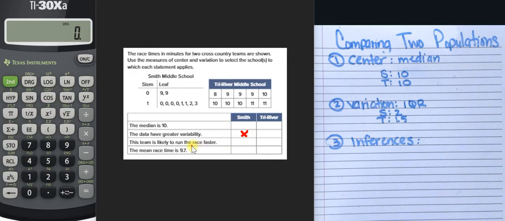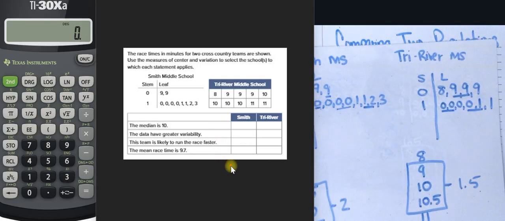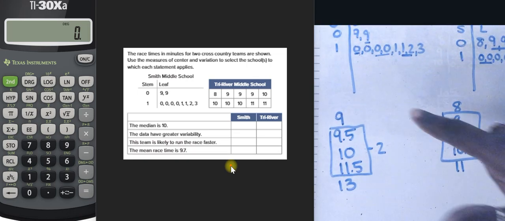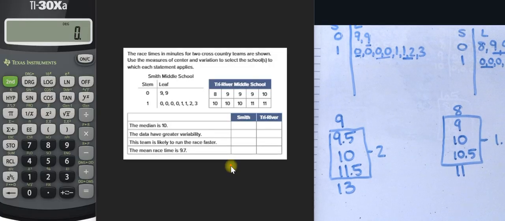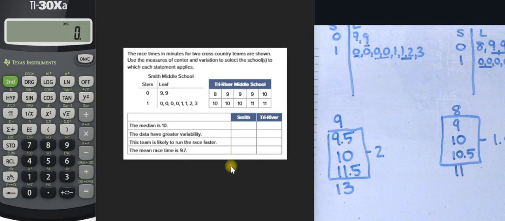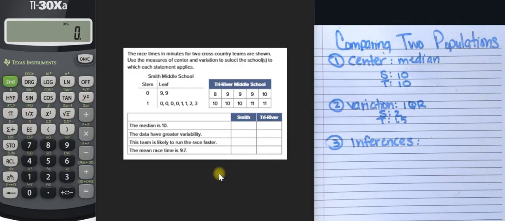This team is likely to run the race faster. So remember, if you're running, you want to have the lower time. And if we looked at all of the data that we had on here, our smallest number, I just looked at our stem and leaf plot. And the school that had the lowest number overall, this was like the lowest numbers, this is the max numbers, and then this was our interquartile range. So looking at that information, or if you were looking at the stem and leaf plot, you would notice that Tri River has the lower time, or the fastest time, sorry.